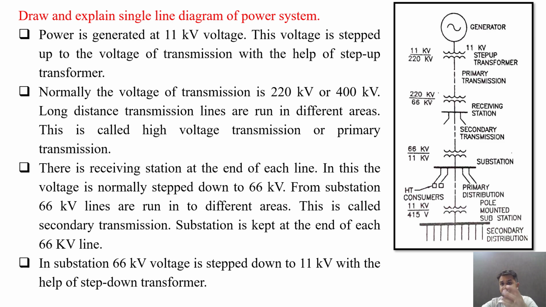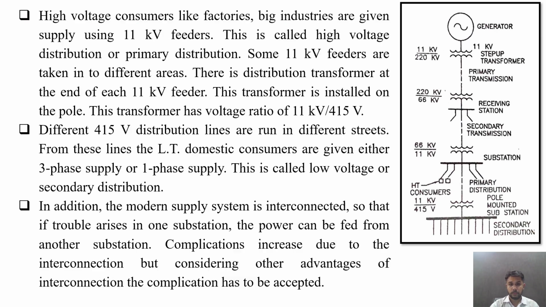And from 220 kV to 66 kV receiving substation, it is stepped down to 66 kV. And from 66 to 11 kV again, it is stepped down with the help of power transformer. So 66 kV to 11 kV lines are generally known as the secondary transmission network. Now, these high voltage consumers like factories, big industries are given the supply using 11 kV feeders.